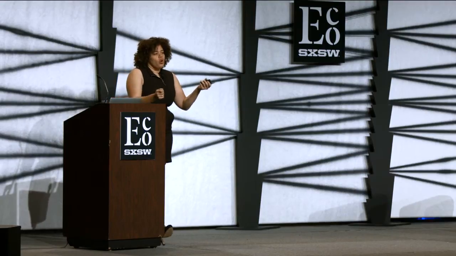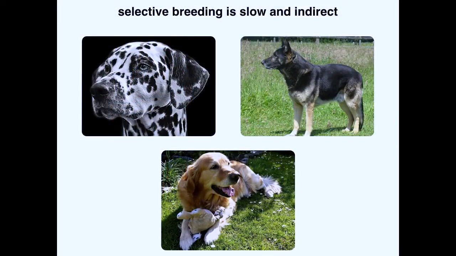But it's a slow way to go if you can only breed. It's a slow way to go. And it's indirect, and therefore you can bring along problems. Dalmatians are beautiful, and they're going deaf. German Shepherds are loyal and smart, and they're having hip problems. Golden Retrievers are Golden Retrievers, and they have cancer problems.